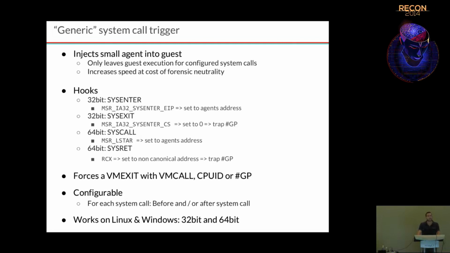This general protection fault can then be configured in the virtualization environment to also produce VM exits, and that's where we make the snapshots again. So this system call trigger is configurable, so you can decide whether you want a snapshot before or after certain system calls. And it works really well for both Linux and Windows, on 32-bit and 64-bit.